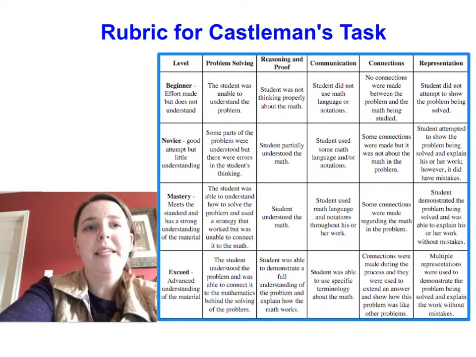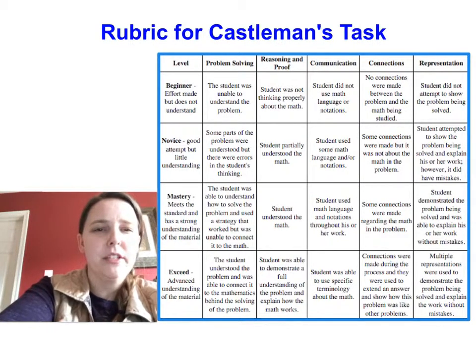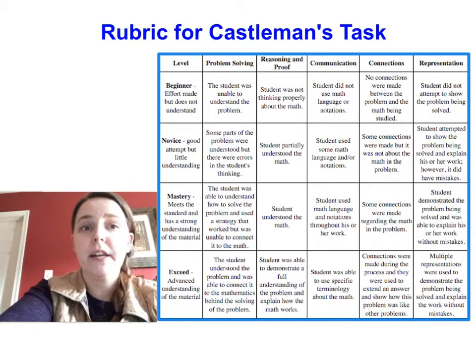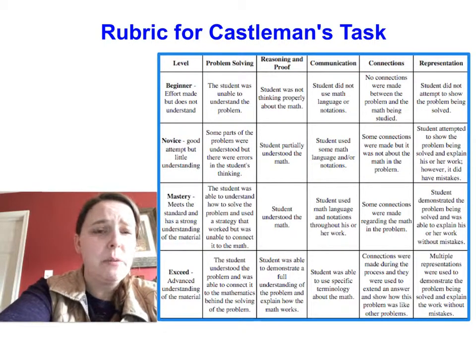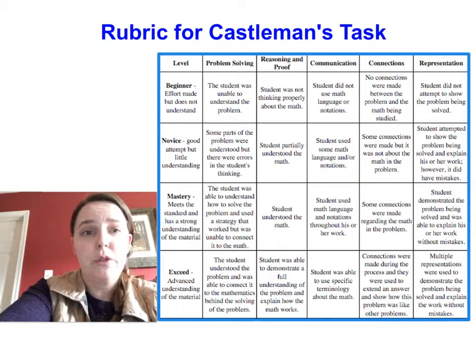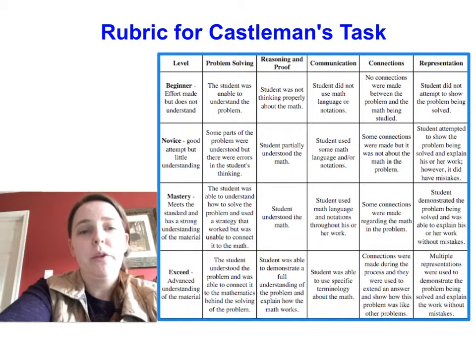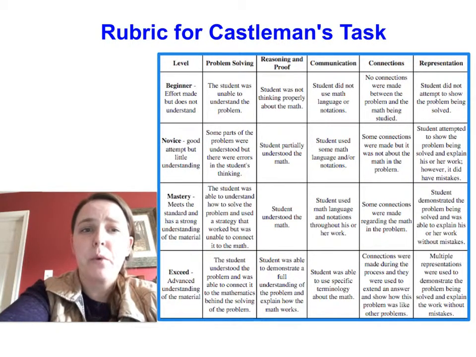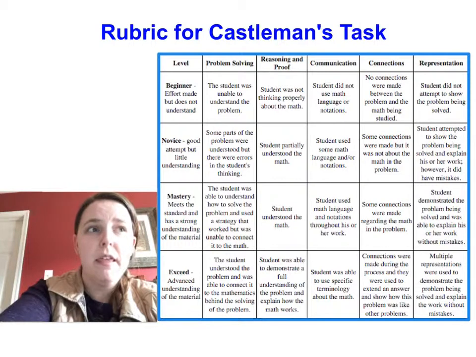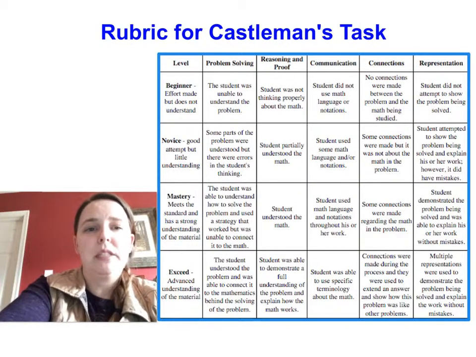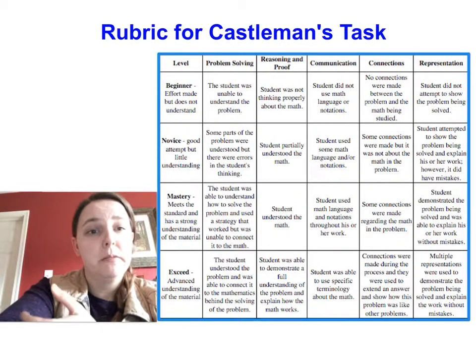So a beginner level student will have made effort, but they don't understand. You can tell this because they're unable to understand the problem that was given, they don't really think properly about the math, and they don't use the math language or notations to show their work. There aren't really any connections made between what they're trying to do and what they've been working on in class or studying in math, and they're unable to represent the problem.